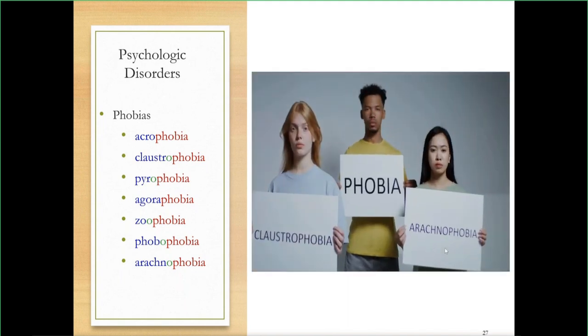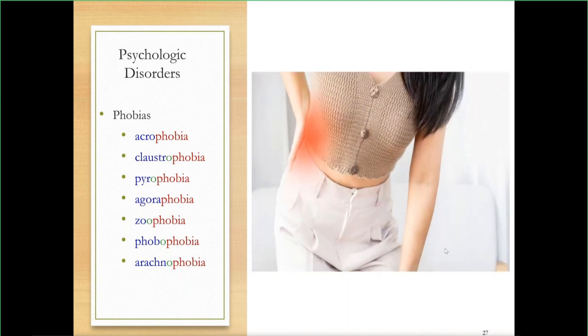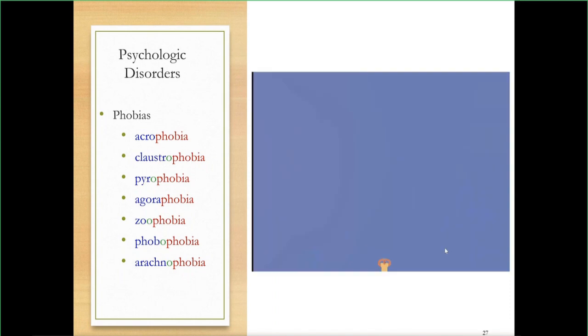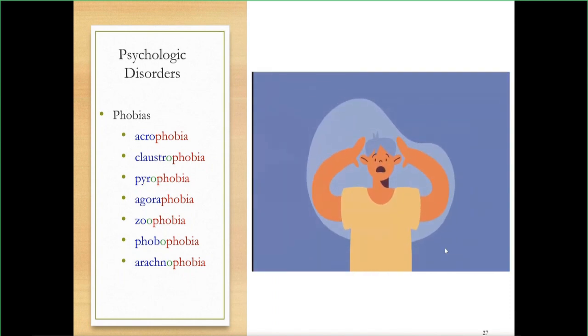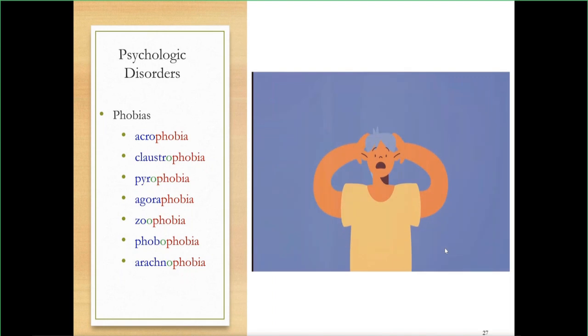Next on the list is agoraphobia. It's the fear of open or crowded spaces. For some people, stepping out of their home is like stepping into a lion's den. Zoophobia is next. That's the fear of animals. Yep, even those cute little puppies can send someone running for the hills.